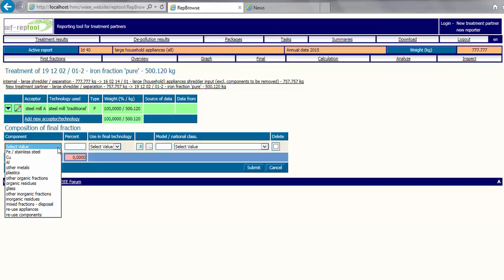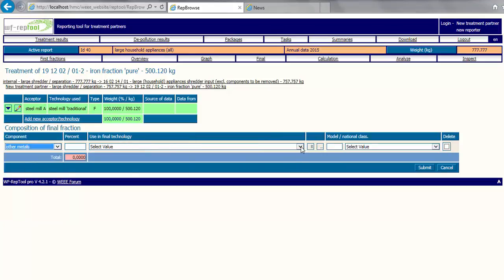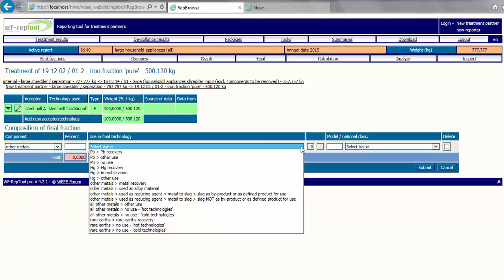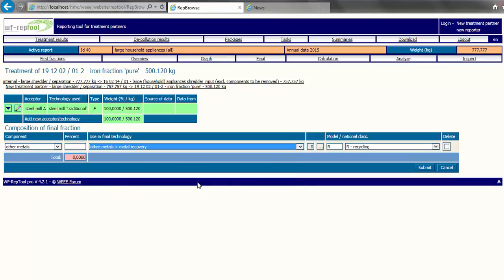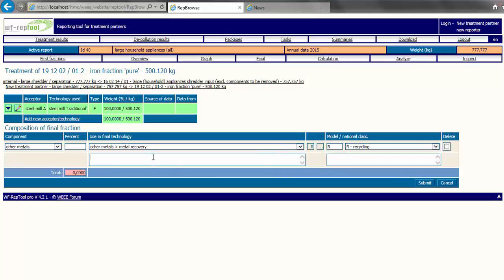You will get the option to distinguish other metals under Use in Final Technology, where you may distinguish critical metals like lead and mercury. We do not ask for a detailed distinction of other kinds of metals, as we wanted to let the treatment operators keep their secret of profits. But of course, you may indicate individual metals by choosing other metals several times and giving a remark on the kind of metal in the remark field, for example, nickel.